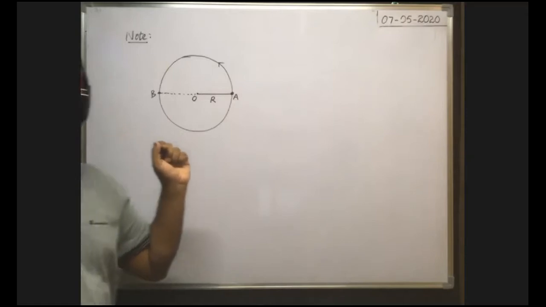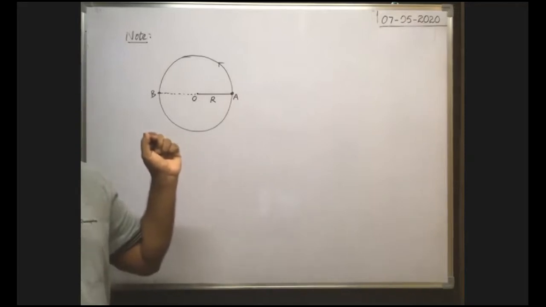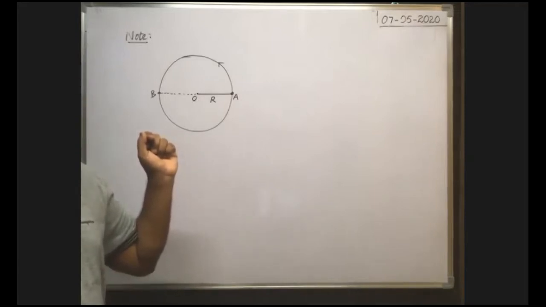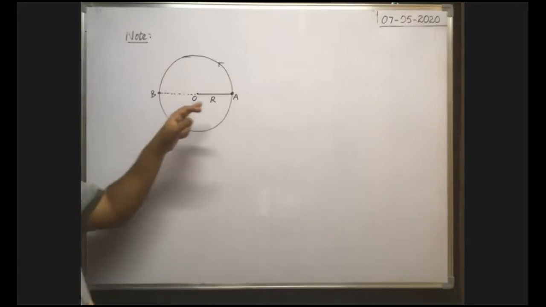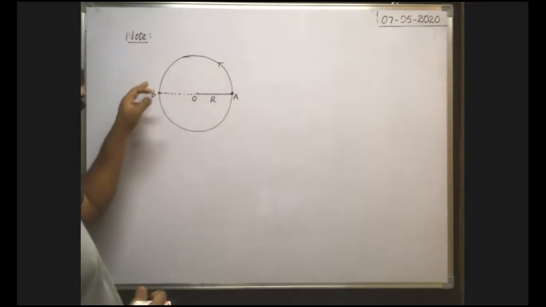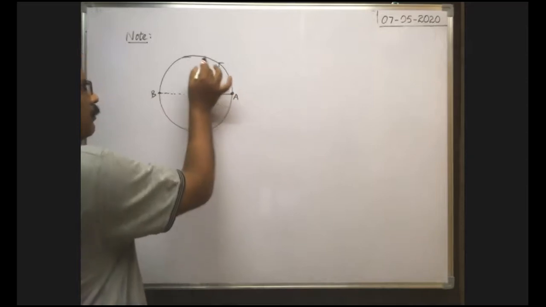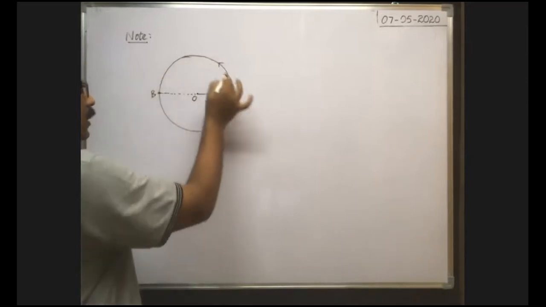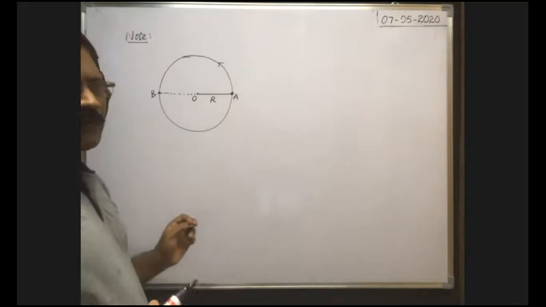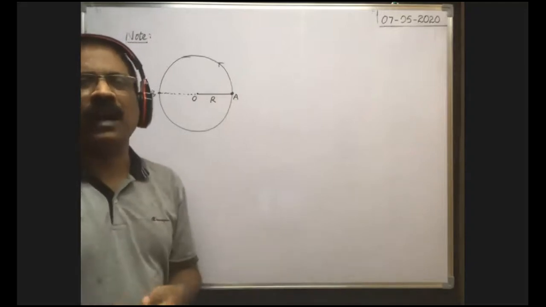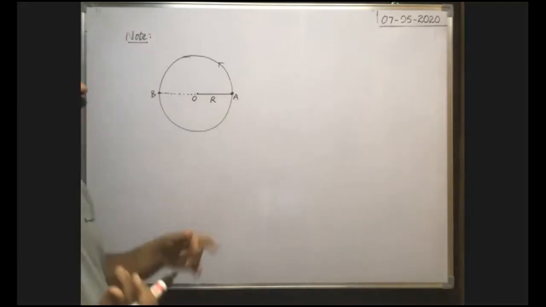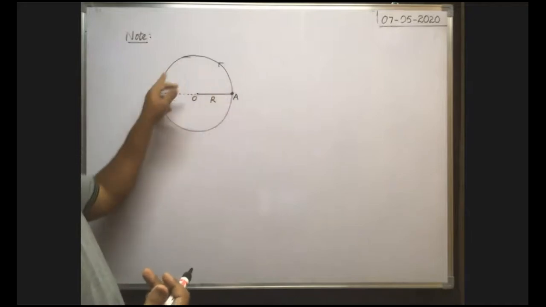Anybody respond in the chat box? Pi r. Okay, pi r. Because as it completes half of the rotation, distance traveled means the total length of the path covered, which is half of the circumference. The circumference of the circle is, we know, 2 pi r. Half of the circumference means 2 pi r by 2, that is pi r. Very good. Distance traveled is pi r.